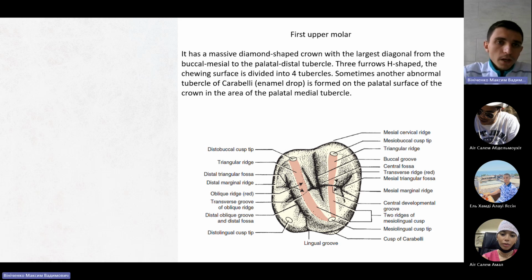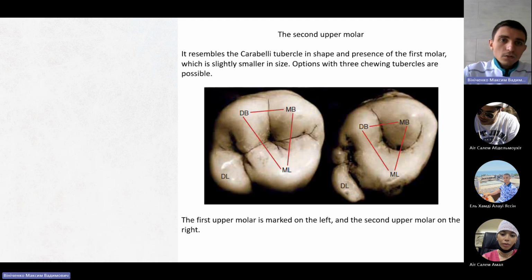First upper molar. It has a massive diamond-shaped crown with the largest diagonal from the buccal mesial to the palatal distal tubercle. Three furrows are shaped. The chewing surface is divided into four tubercles. Sometimes another abnormal tubercle, the tubercle of Carabelli, also called an enamel drop, is formed on the palatal surface of the crown in the area of the palatal medial tubercle.